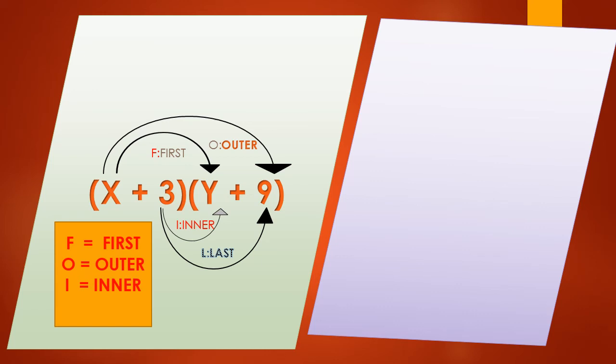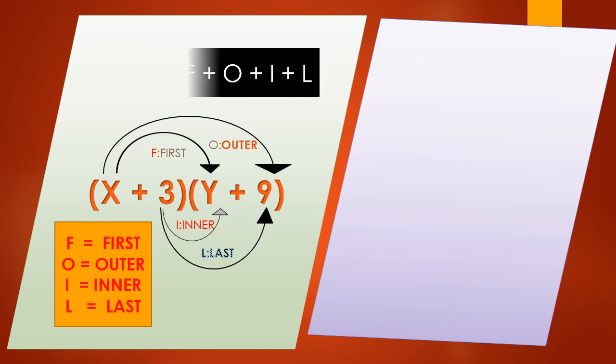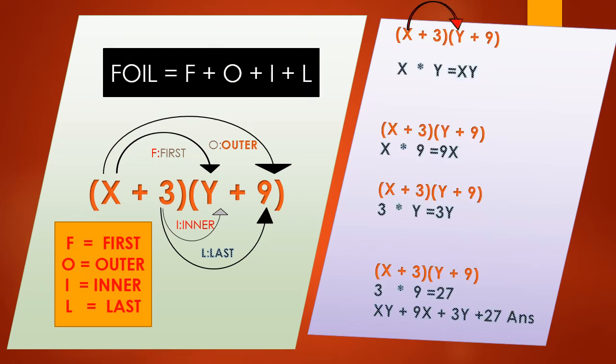So now I am going to tell you about the FOIL formula by explaining this example to you. You look here, we have to multiply x of the first expression with y of the second expression. So these are the first terms, and by multiplying x with y, we get xy. xy will be the first term of our answer.